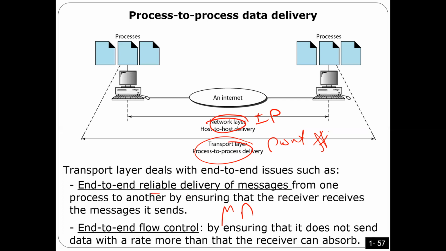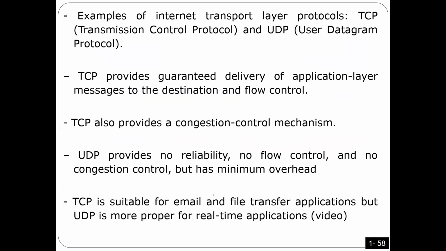Also, this layer is about reliable delivery of messages. When I say reliable delivery, it means error control. I have to make sure that when you transmit a packet, it gets delivered, okay? What is that? Look, that's what I'm going to explain now.